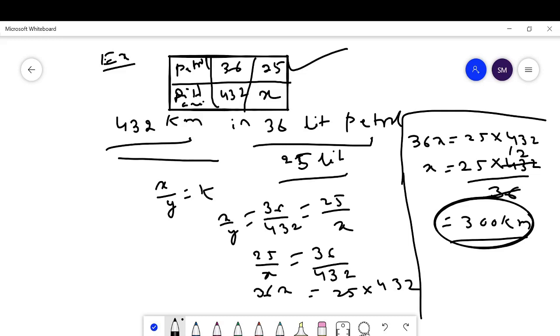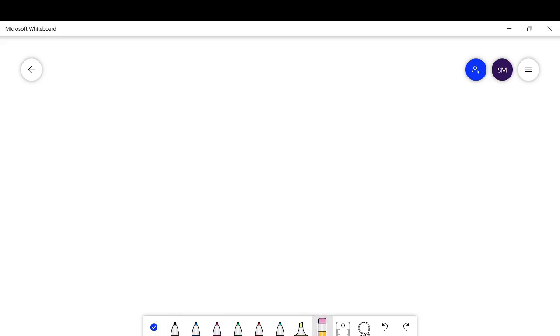Then when you read a question, at first decide whether this is direct variation or inverse variation. In case of direct variation, both the given quantities increase together: suppose x increases, y also increases with x. This is direct variation. In case of inverse variation, it is just the opposite. When x increases, then y decreases.